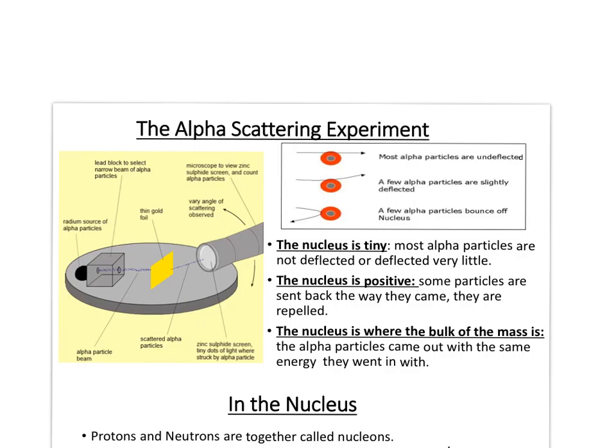These are: the nucleus is tiny because most alpha particles are not deflected or deflected very little. The nucleus is positive as some particles are sent back the way they came, they are repelled. And the nucleus is where the bulk of the mass is. This is because the alpha particles came out with the same energy they went in with.